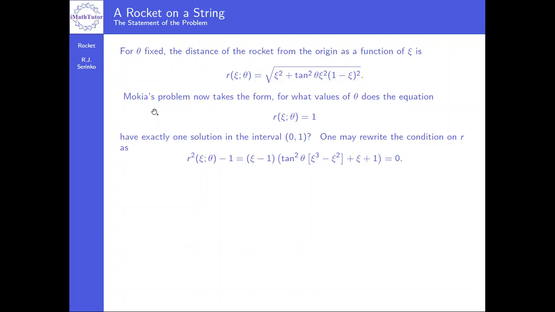So we're just going to recast this a little bit. I'm going to take r, square it, move the 1 over, so that becomes r squared minus 1 equals 0. Substitute for r squared, square both sides of this, substitute in, and this is what we arrive at after a bit of factoring out. And if you'd like, you can pause the video at this point to work through the algebra.